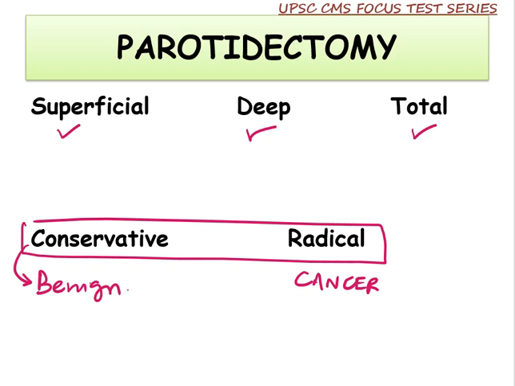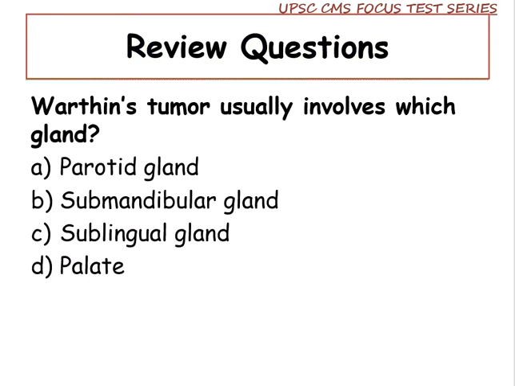So that ends our discussion regarding salivary gland tumors. And as I said before, I will be discussing some review questions also, which we will be doing now. These are usually straightforward questions as far as the UPSC CMS and FMGE exams are concerned. Let us discuss that. Warthin's tumor usually involves which salivary gland? It's a very straightforward question. It usually involves the parotid gland.